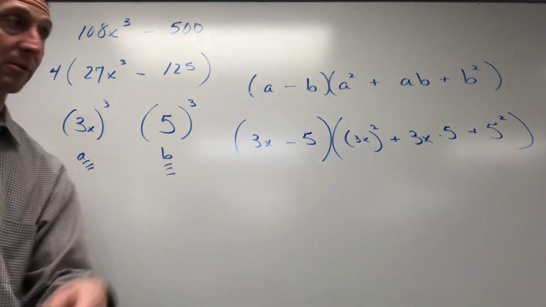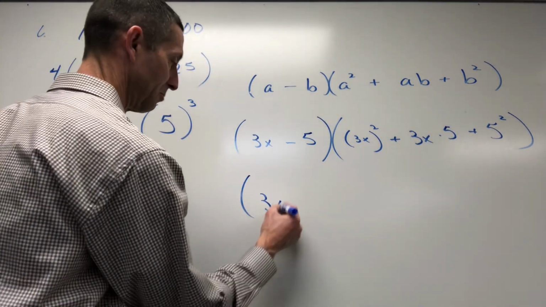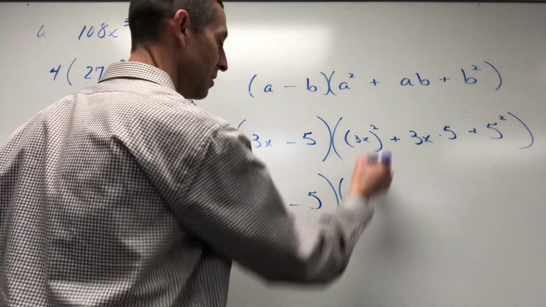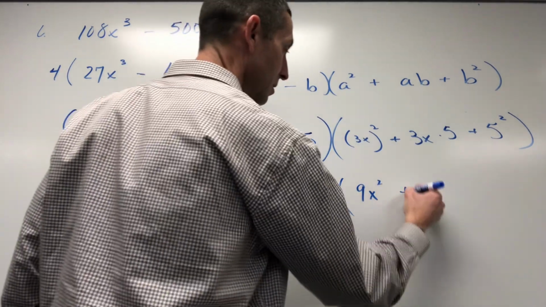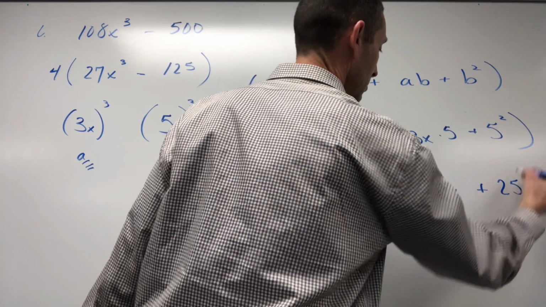Now you just got to clean everything up. Clean this up, clean this up, clean this up. We've got 3x minus 5. This is 9x squared. What is that? 3 times 5, 15x plus 25.